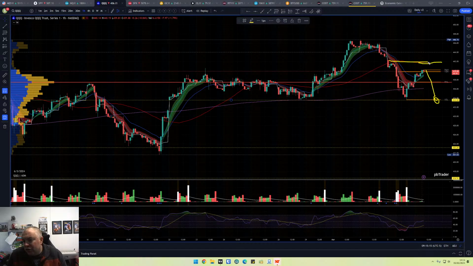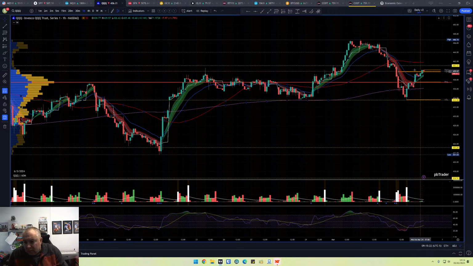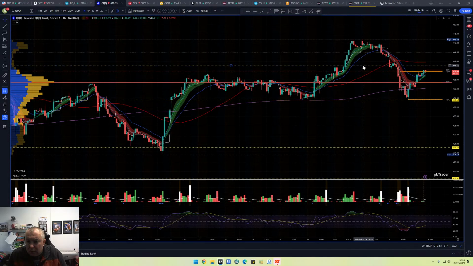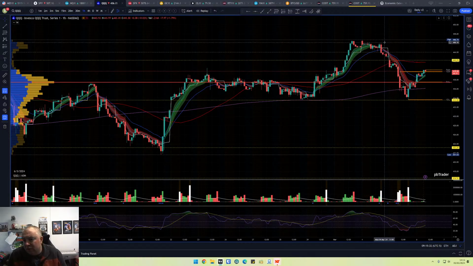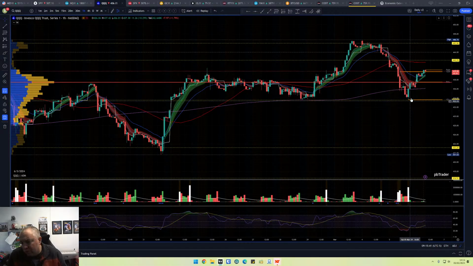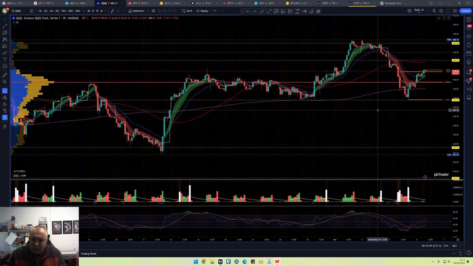So I think a rejection of 442, let's just mark that in, I quite like that, and also a reject of that 50. So this area for rejection 442, and obviously we've got this area up here if we get back up there, 446 for reject. Bounce wise, we're watching 434 to 433.50, and then potentially a break and retest of pre-market high as well.